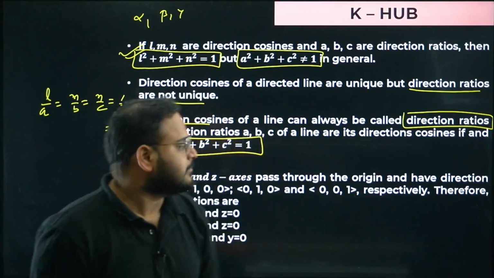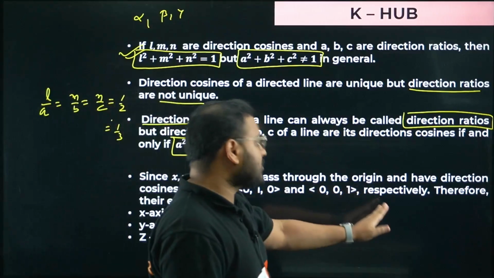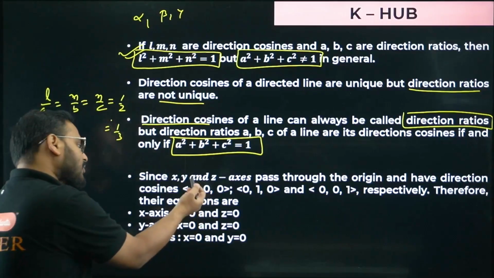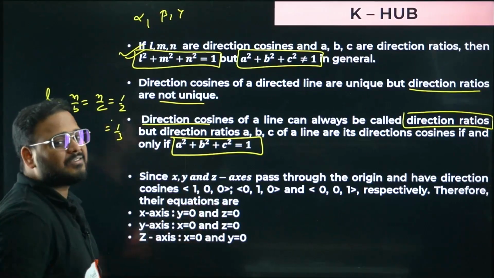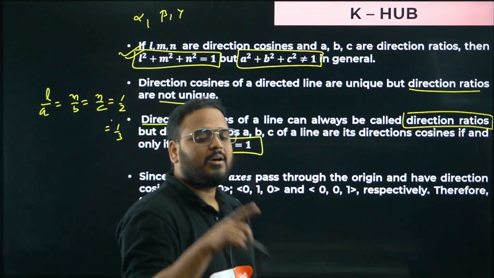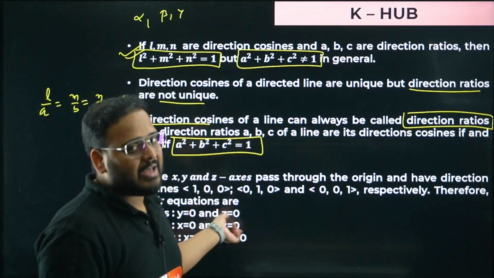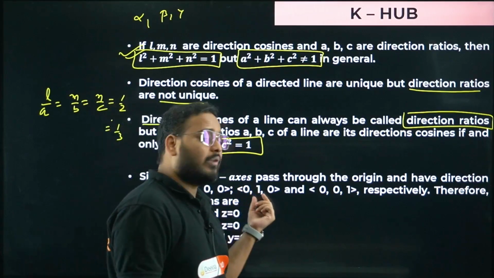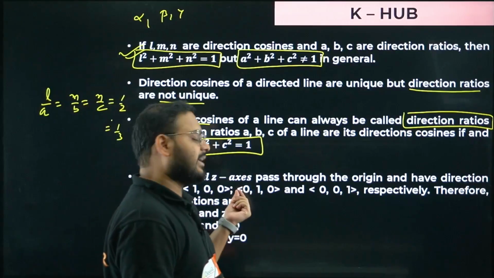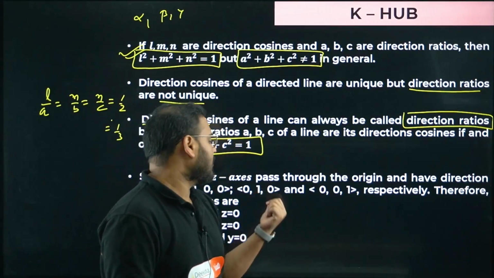Make sense? Okay. But since x, y and z axes pass through the origin and have direction cosines as, for x axis, the angles are 0, 90, 90, so it will become 1, 0, 0. Correct? Cos 0 is 1, cos 90 is 0, cos 90 is again 0. That's why 1, 0, 0 for x axis. For y we have 0, 1, 0, right? The angles are 90, 0 and 90. So cos 90 is 0. It's going to be what, bacha? Going to be cos 0, so 1, again 0.